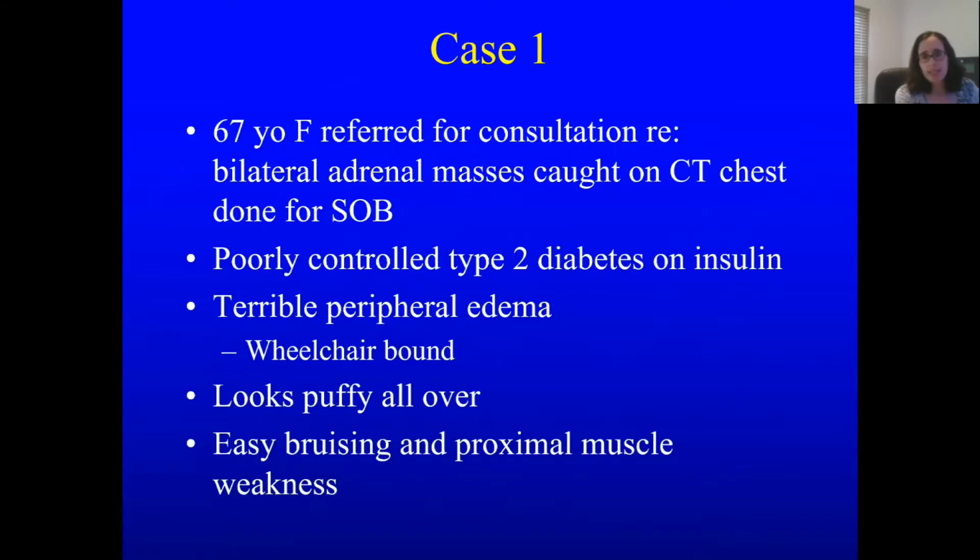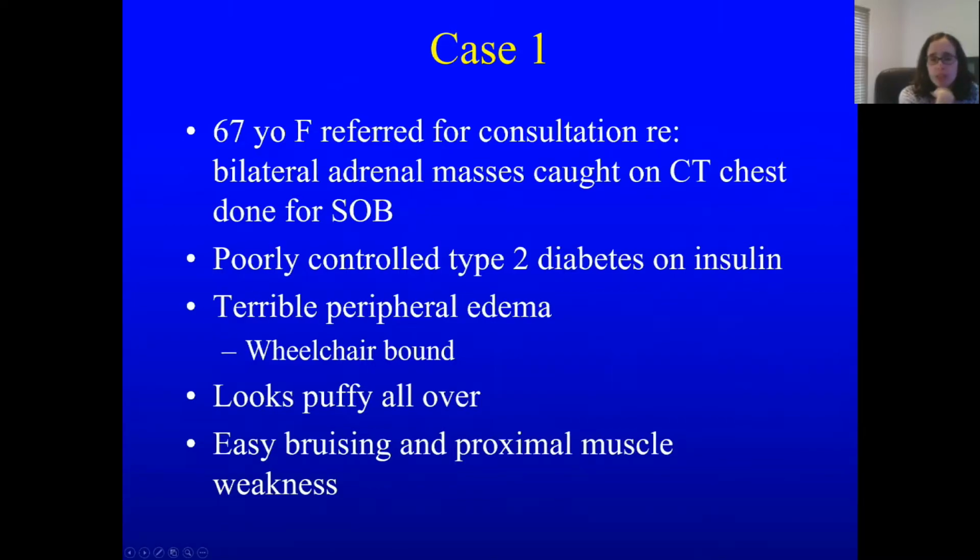So let's talk about a case. These are all my real cases, real patients. This is a 67-year-old female referred for consultation regarding bilateral adrenal masses that were caught on a CT chest done for shortness of breath. The answer on the boards in endocrine is that you never do imaging before you have biochemical confirmation. On the boards, you never image first. So this was done out of order, but it just happened to be caught on the chest CT.